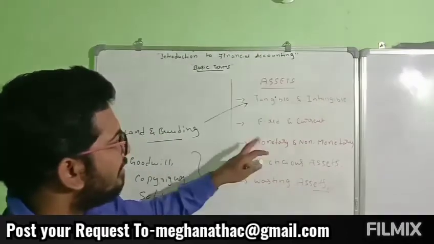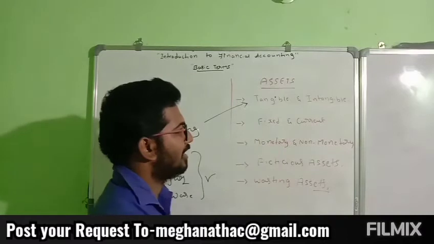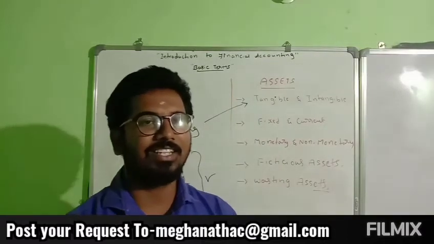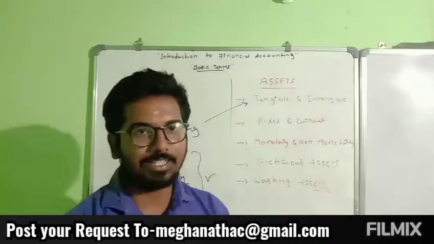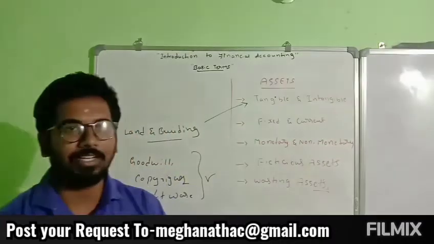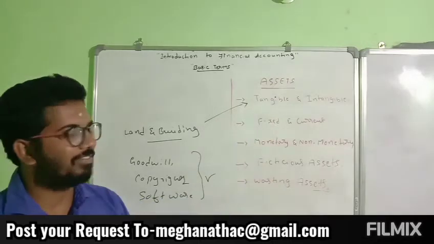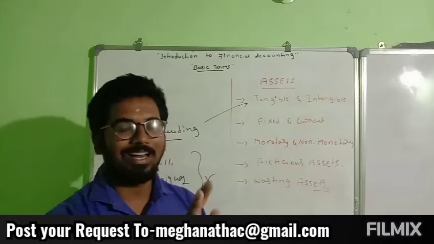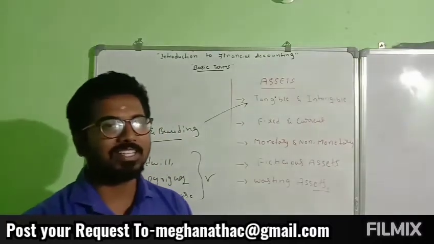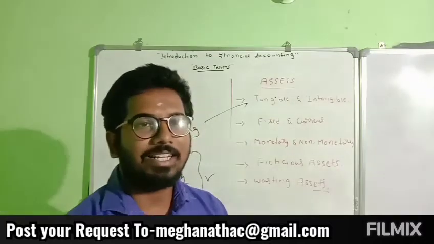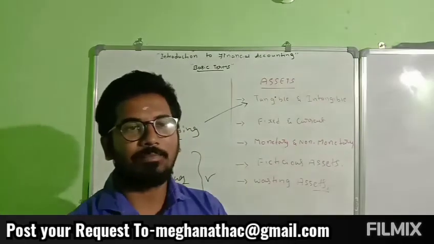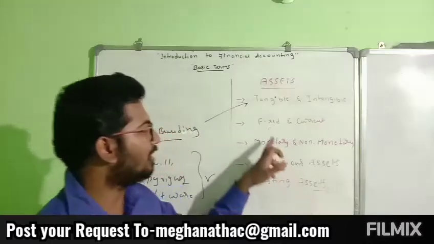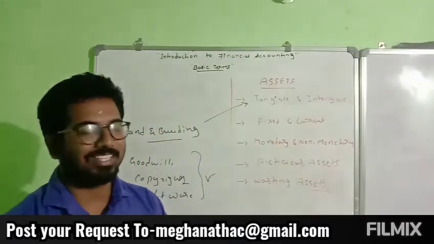Now look at the second one: fixed and current assets. Fixed assets here refers to assets which are fixed in nature. There will be no volatility during a particular year. This is what is called fixed assets. Example, you can take machinery, investments, land and building. All these are fixed in nature. That means they cannot change their place. They cannot be moved from one place to another. Those kinds of things we call fixed assets.